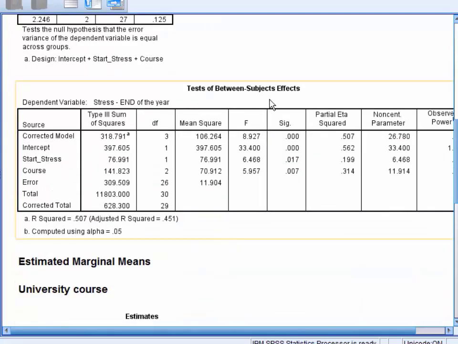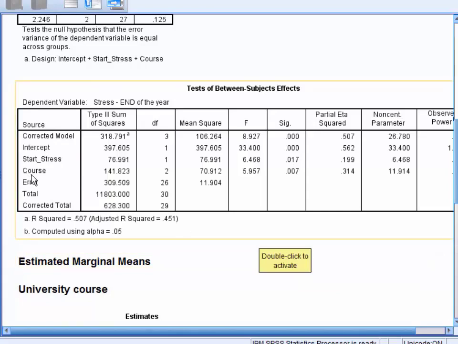Next, the Tests of Between Subjects Effects table presents our main ANCOVA results. Here, we can see that the covariate, stress at the start of the year, is significantly related to our dependent variable, stress at the end of the year.